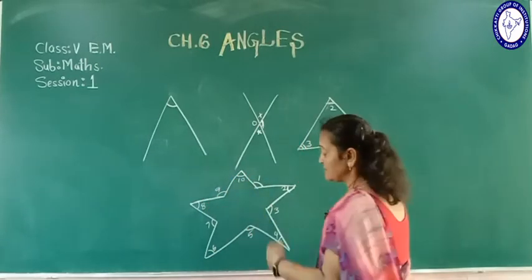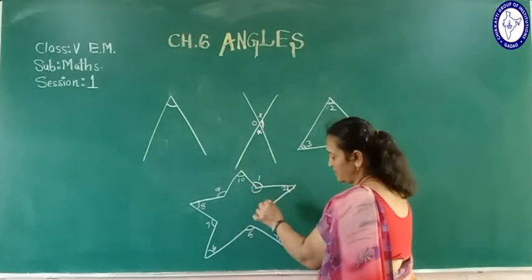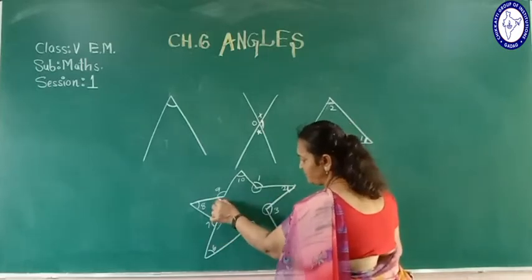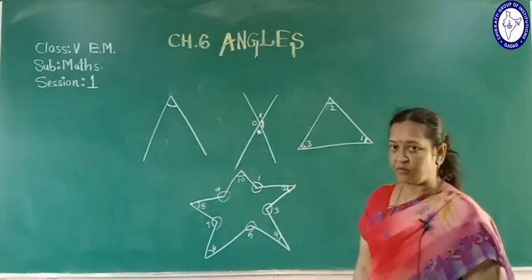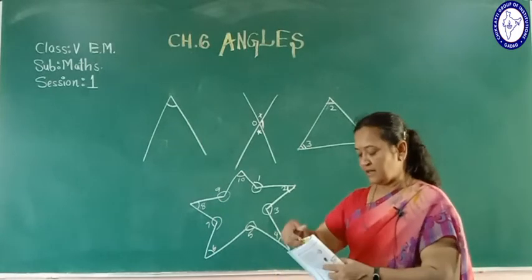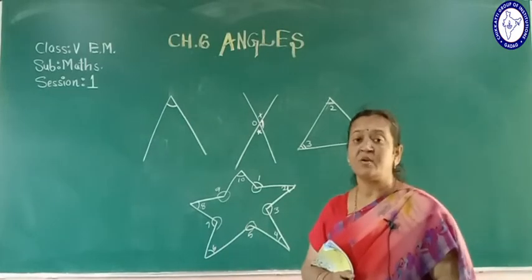Okay. Then still when you will learn types of angles, this is also an angle. Okay. Here also we find an angle. So these are the different types of angles formed. So these are the angles. Okay. Then here some pictures are given. Some pictures we find in our day-to-day life.